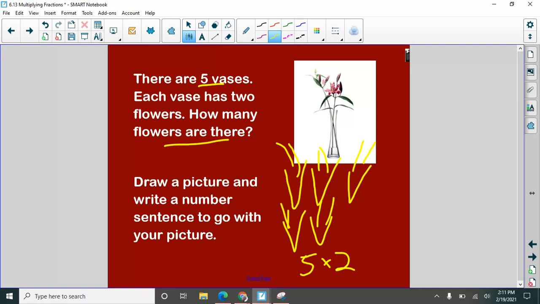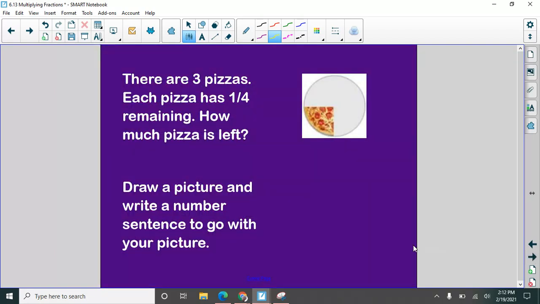All right, 5 groups of 2 equal 10. This is another way to say that, right? 5 times 2 equals 10, but what we're really doing is 5 groups of 2 equal 10. And that's the language that you used when you were in 3rd grade a lot, right? Talking about equal groups. We have 5 equal groups. Each group has 2. 5 groups of 2. All right. How about this guy? Take a moment. Draw a picture, write a number sentence.